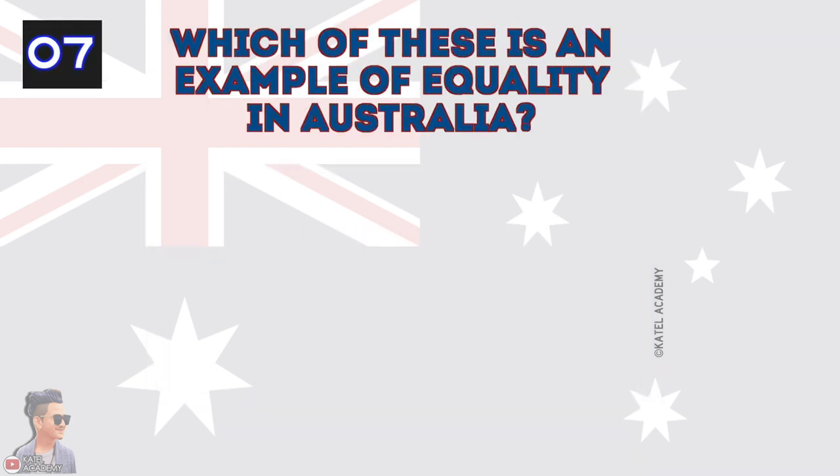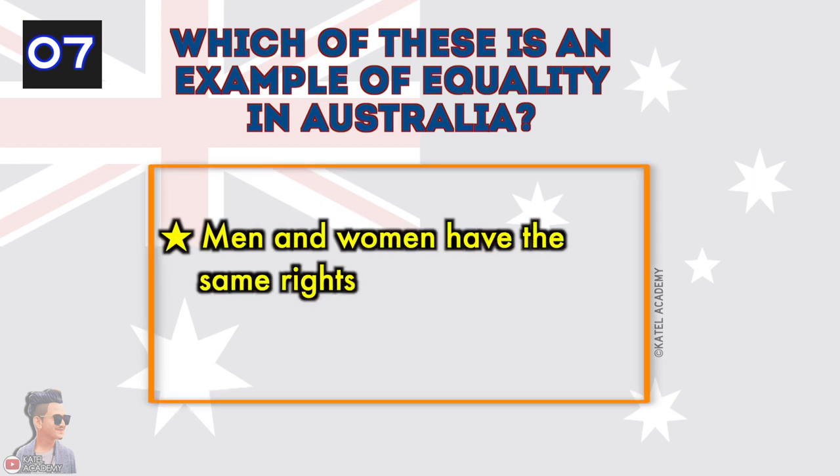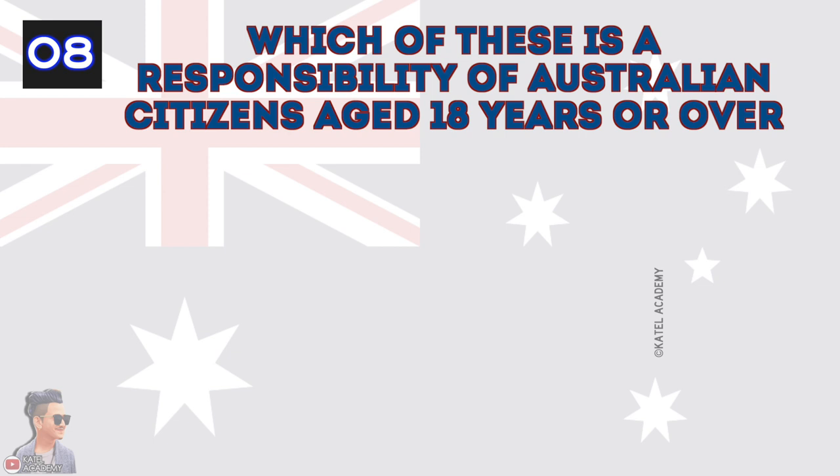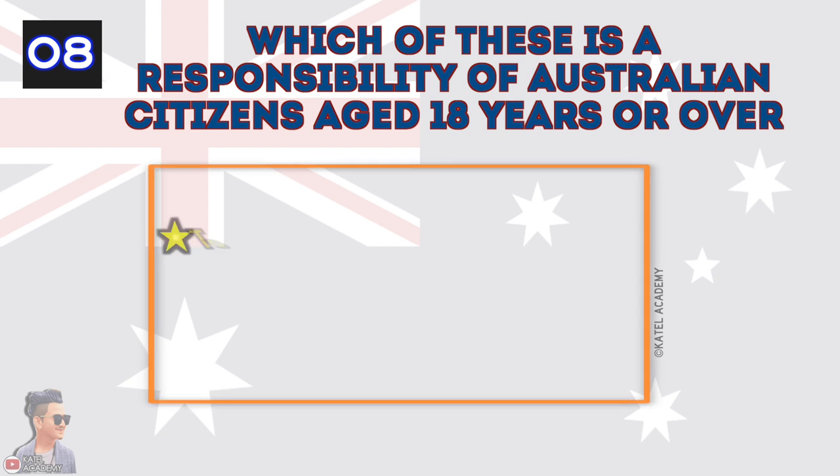Which of these is an example of equality in Australia? Men and women have the same rights. Which of these is a responsibility of Australian citizens aged 18 years or over? To vote in elections.